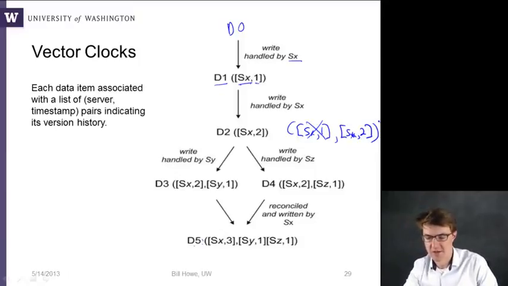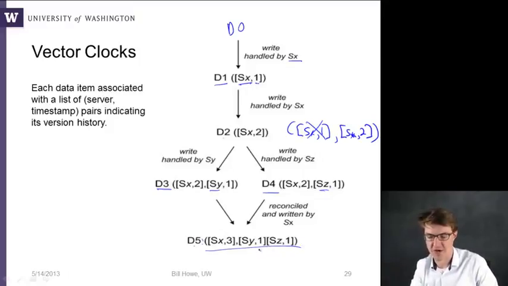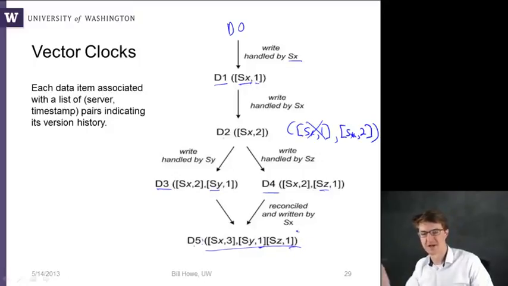Okay, but now independently, two different clients read D2 and write back different values. One writes back D4, one writes back D3, and these two requests were handled by different servers, SY and SZ. And so these facts get recorded in the vector clock since they're different. Now, this vector clock we call the context. The context will reflect this fact when the next read comes in. It'll see that, oh wait, there's a conflict here because we have the same timestamp but two different servers. And you can either ask the client what to do or you apply some heuristic where the later one wins.